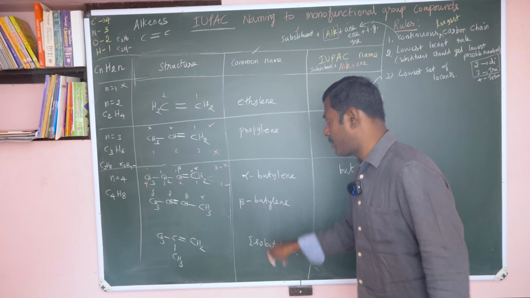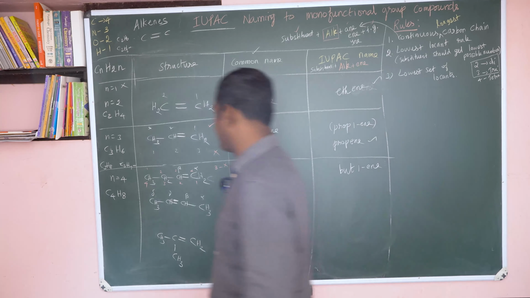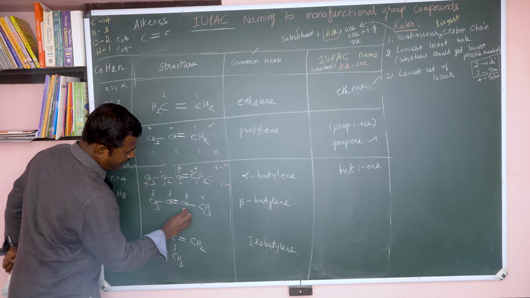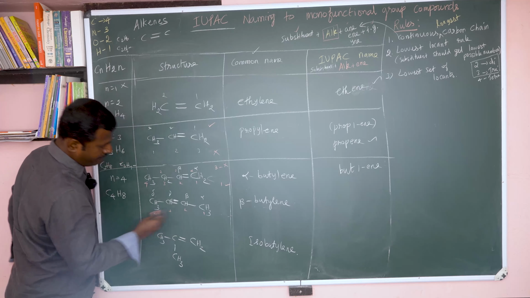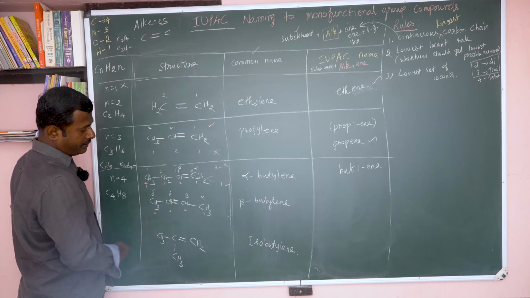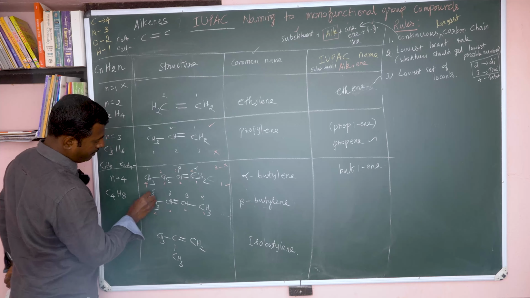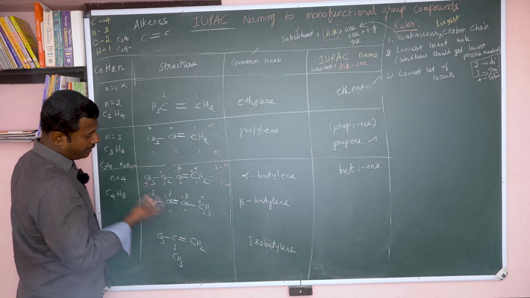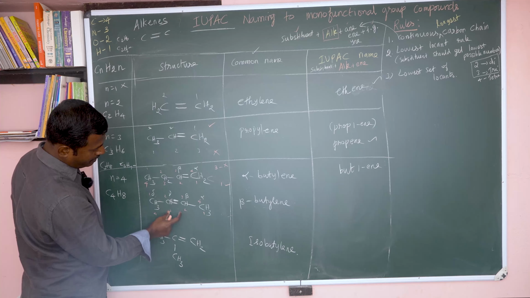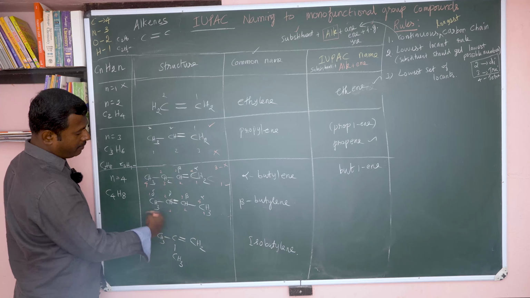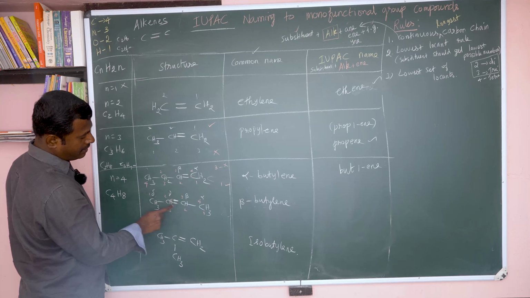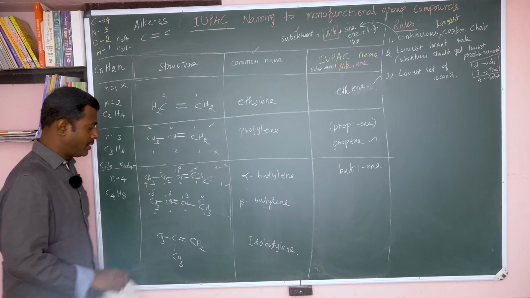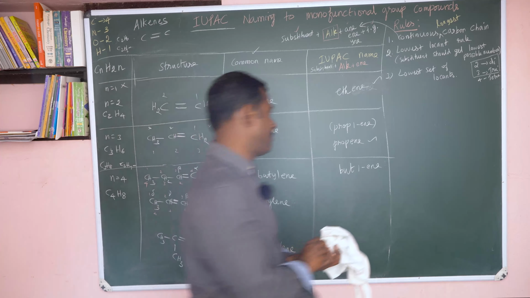Because you see the next compound, beta butylene. In the case of beta butylene, let us give an IUPAC name. You can give numbers from any end, starting from here or from here. Both numberings will give the same numbers to the double bond. In both cases, the double bond gets the numbers 2, 3 only. So there is no change in the position of the double bond.